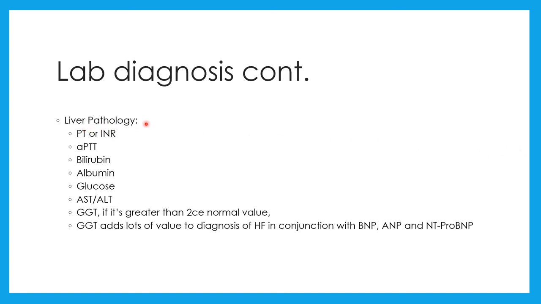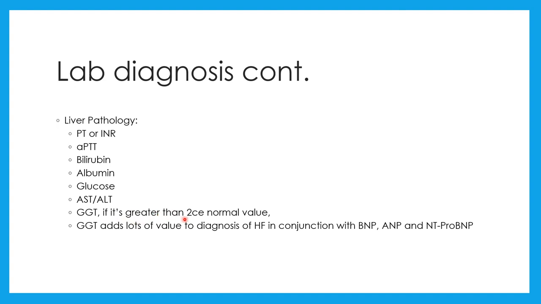Liver pathology. Remember, we said there will be trouble with the spleen, the liver, and the peripheral parts of the body when there's right heart failure, because there'll be bad flow to the portal system and so on. So when there's jaundice, bleeding, or ascites, we want to know what is happening to the liver. So liver function tests will be done, and of course liver enzymes. PT or INR, APTT, bilirubin, albumin, glucose, all pointing to liver function. While liver enzymes will also be done: AST, ALT, GGT.